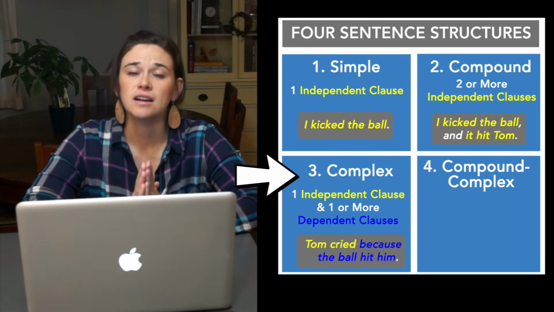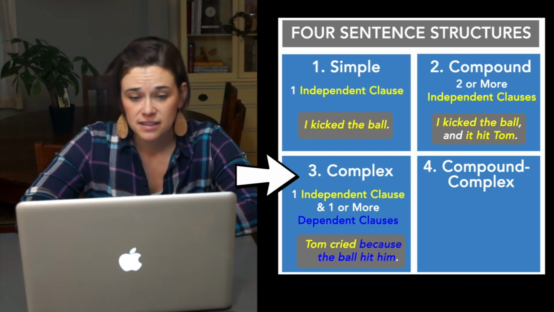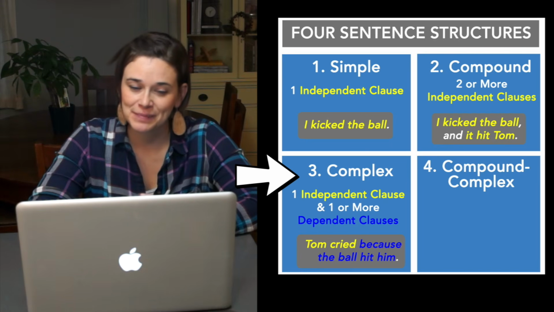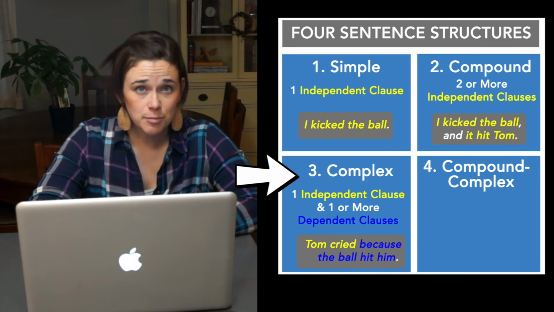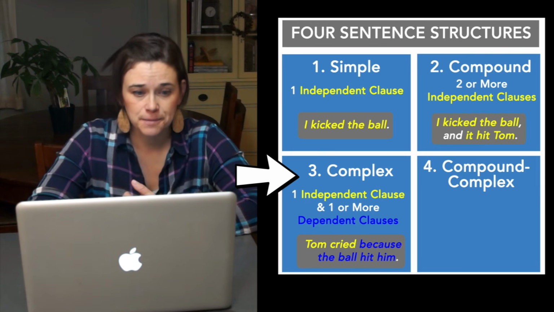Complex sentences are made of one independent clause and 1 or more dependent clauses. "Tom cried because the ball hit him." "Tom cried" is an independent clause, and "because the ball hit him" is a dependent clause.